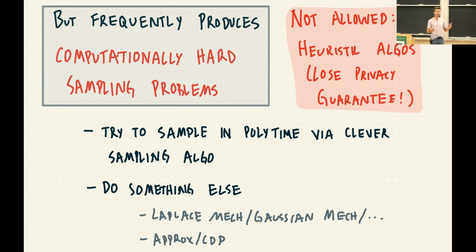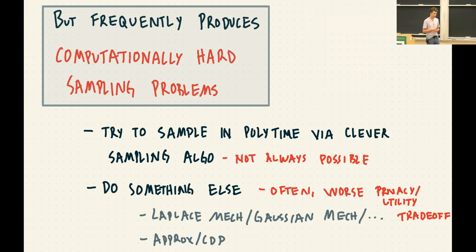Use one of the other or several of the other tools in the privacy toolbox, Laplace mechanism, Gaussian mechanism, and maybe these things involve relaxing your privacy guarantees to approximate or CDP or whatever. But these have drawbacks as well. So, the first is not always possible. And the second, it's not always clear when other tools will lead you to a mechanism with the same privacy accuracy or privacy utility trade-offs as you can get out of the exponential mechanism, right?